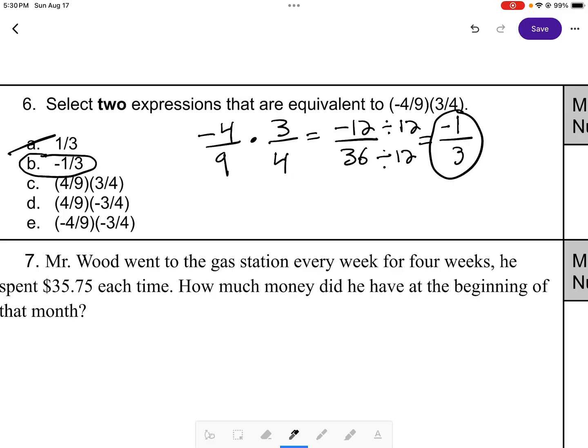Looking at C, positive 4/9 times positive 3/4. Well, there's a negative here, so that's not going to work. I can cross C off. Letter D, positive 4/9 times negative 3/4. That could work, right? Because regardless, we didn't switch the fractions in letter D. All they did was move the negative. And I know that a negative times a positive is always going to be a negative. So letter D is a possibility. That will work. And letter E, when I multiply two negatives, they become positive, and my answer here is negative. So E is not going to work. So my answers for number 6 should be B and D.